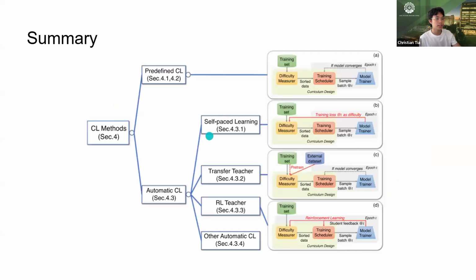So yeah, to summarize, we have predefined CL, where here this is manually selected, this is manually selected. Self-paced learning, now this is automatic, but this is still manual. Transfer teacher, the difficulty measure is also automatic, but it comes from a pre-trained model from an external data set, or it could be the same data set as well. But the training scheduler still remains manual.